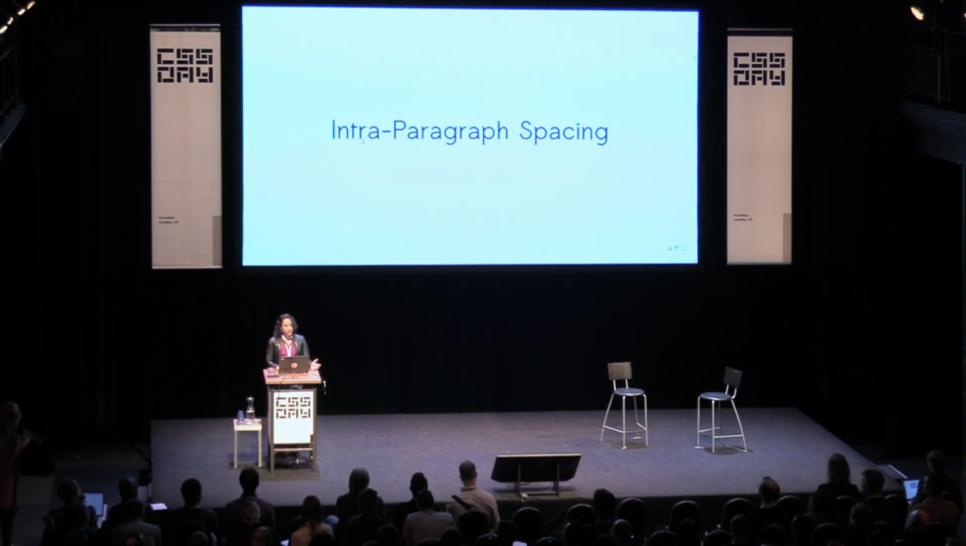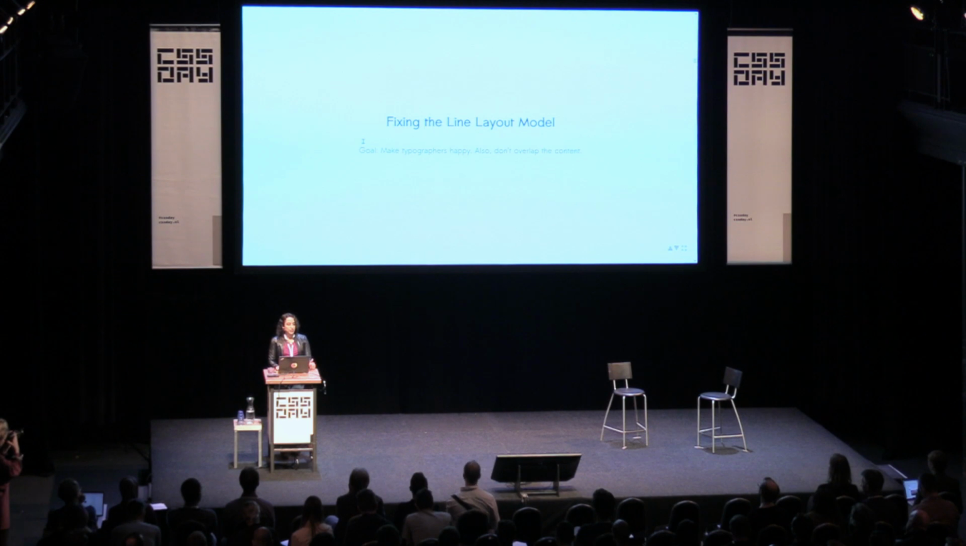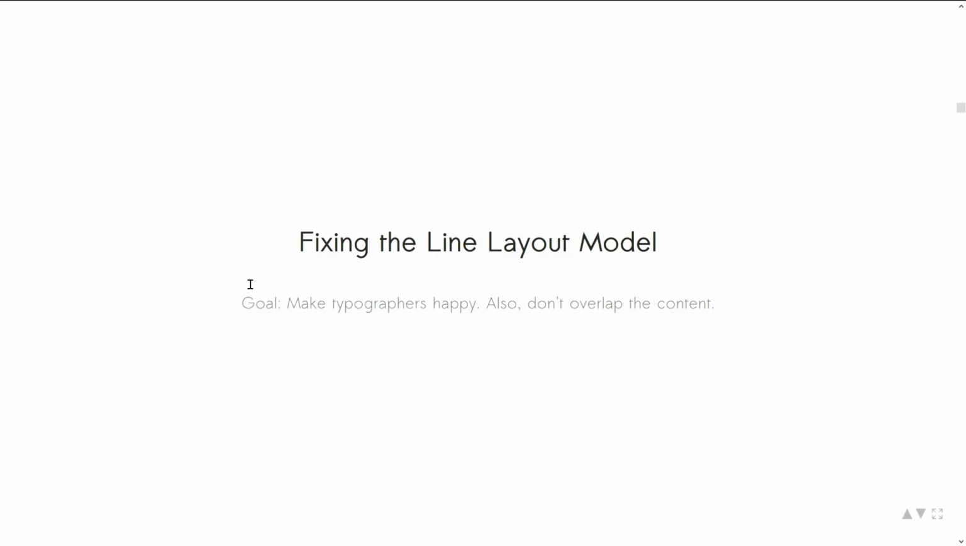To get things to line up, we need to get things to have even spacing within the paragraph, also between the paragraphs. And also we have to handle interruptions like headings and tables and figures and captions. These are the problems we have to solve. We can break it down into these three pieces. The first one, which is in some ways the simplest and in some ways the most difficult, is the intra-paragraph spacing, the spacing between lines within a paragraph. Our goal is to fix the line layout model to make the typographers happy, but also not to overlap the content.